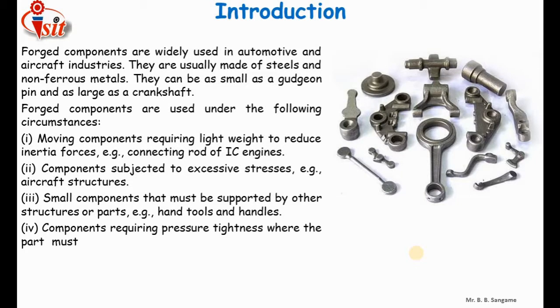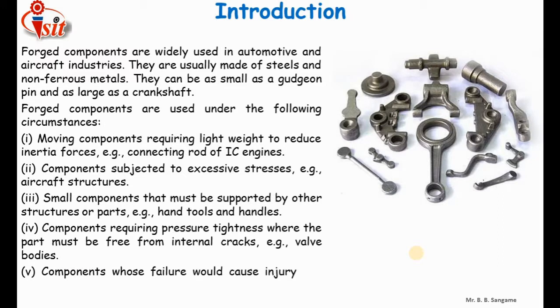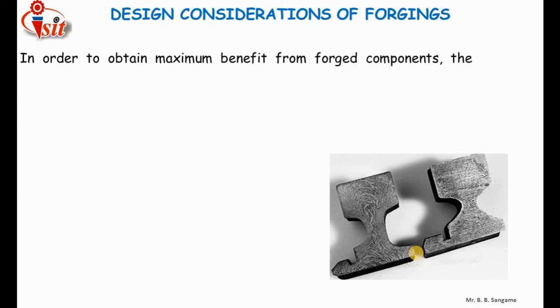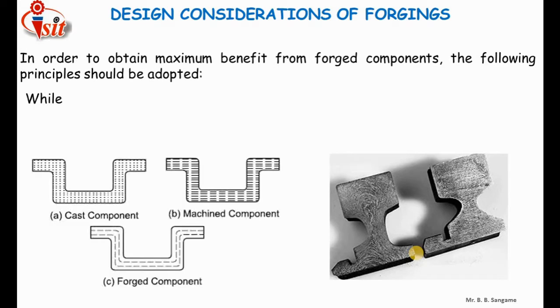Components requiring pressure tightness, where the part must be free from internal cracks, for example valve bodies. Components whose failure would cause injury and expensive damage are forged for safety. In order to obtain maximum benefit from a forged component, the following principles should be adopted.